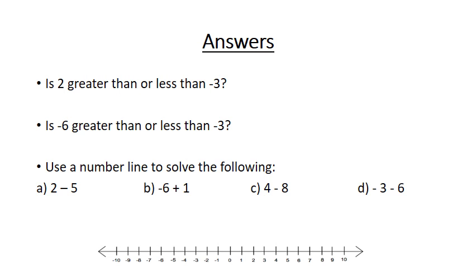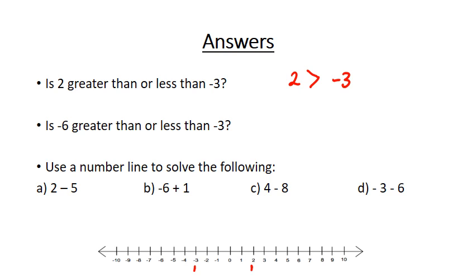Okay, so your first question was, is 2 greater than or less than -3? So we need to first of all find out if 2 or -3 is furthest to the right. Now we can see that 2 is here, -3 is here on our number line down the bottom. We can say that 2 is furthest to the right, so therefore 2 is greater than -3.